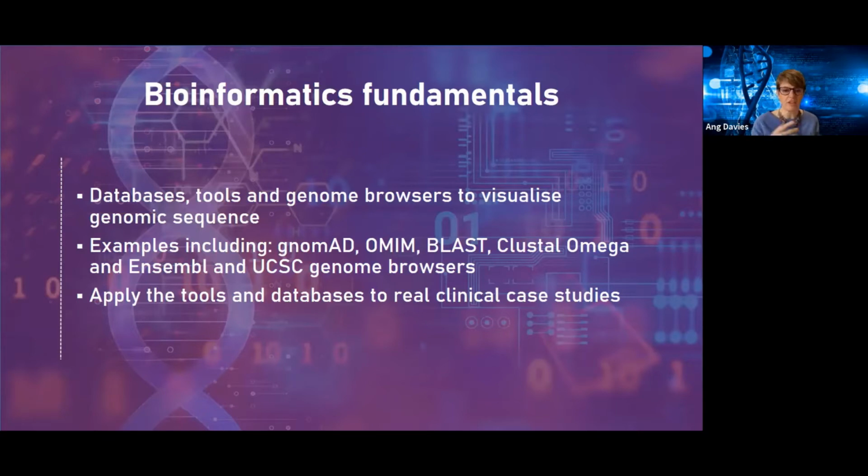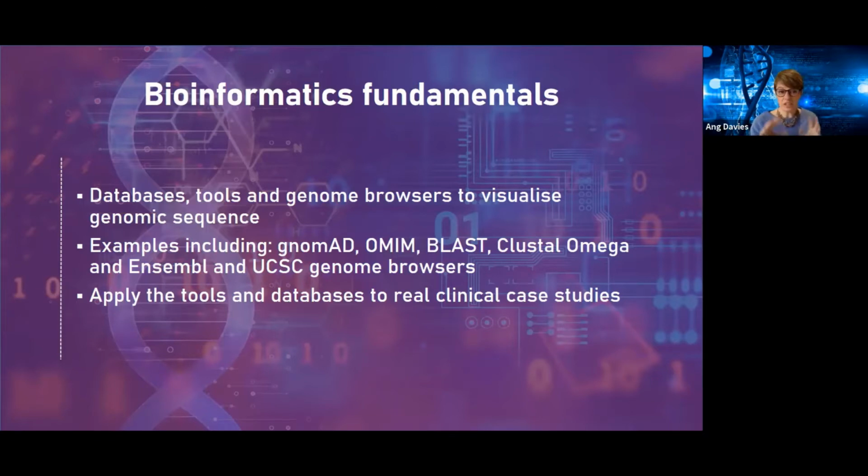So this is where we might look at particular frequencies of different alleles, and also OMIM, where we can find out much more detailed information about the phenotype of particular genetic disorders, and other bioinformatics tools that we might use to look up sequence information, to generate alignments, such as BLAST, Clustal Omega, and other tools like that.